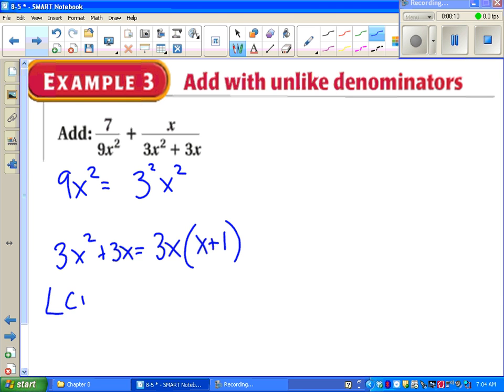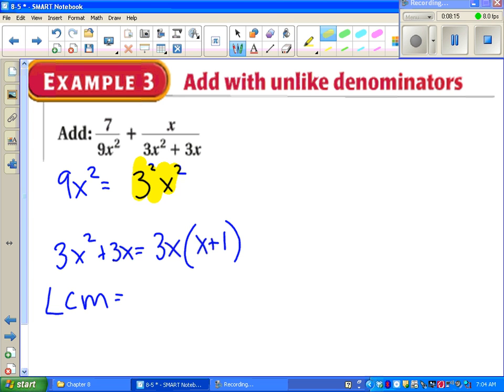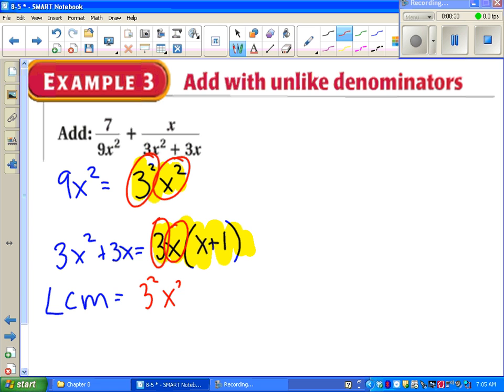I'm ready to identify my LCM. Again, I'm only looking at the factored versions of both denominators. Starting on top, the highest power of 3 that I see is 2, so I need 3 squared. The highest power of x I see is x squared, so I need an x squared. Down below I also see that x plus 1, so I need that.